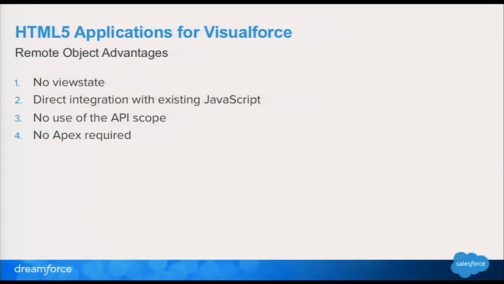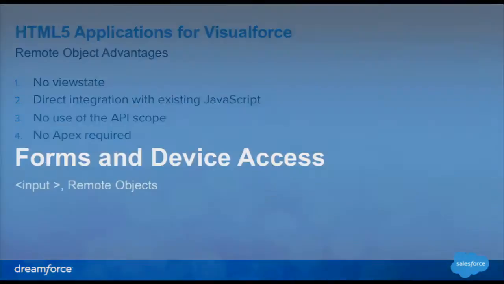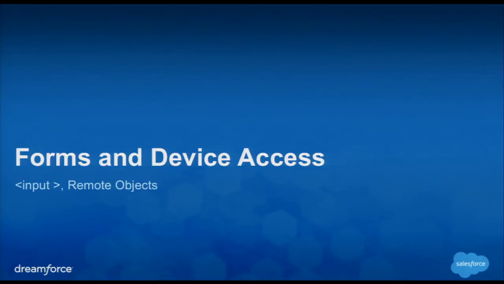So what are the benefits of remote objects? Basically the exact same thing. No view state, direct integration, no use of the API scope. However, we are also now in the business of not having to write baseline Apex just to get our job done. Okay, so enough talking. Let's do some demos.